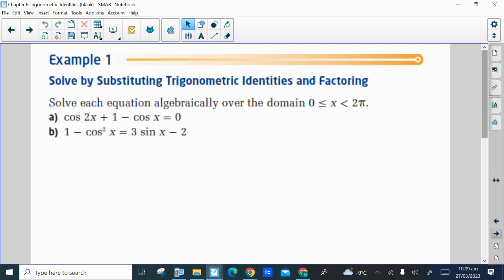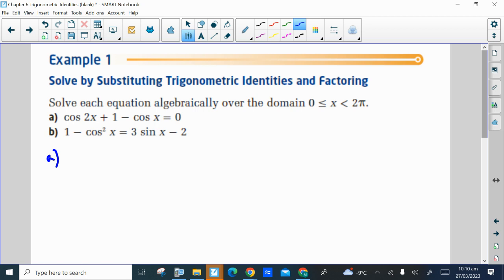So looking at the first one, it says solve each algebraically and notice the domain. It says that x is greater than or equal to 0, less than 2 pi. So if your answer is on that positive x-axis, you would state it as 0, not 2 pi, because it says x is less than 2 pi. This also tells us that our answers need to be in radians, not degrees. Okay, so for question A, you've got cos 2x.